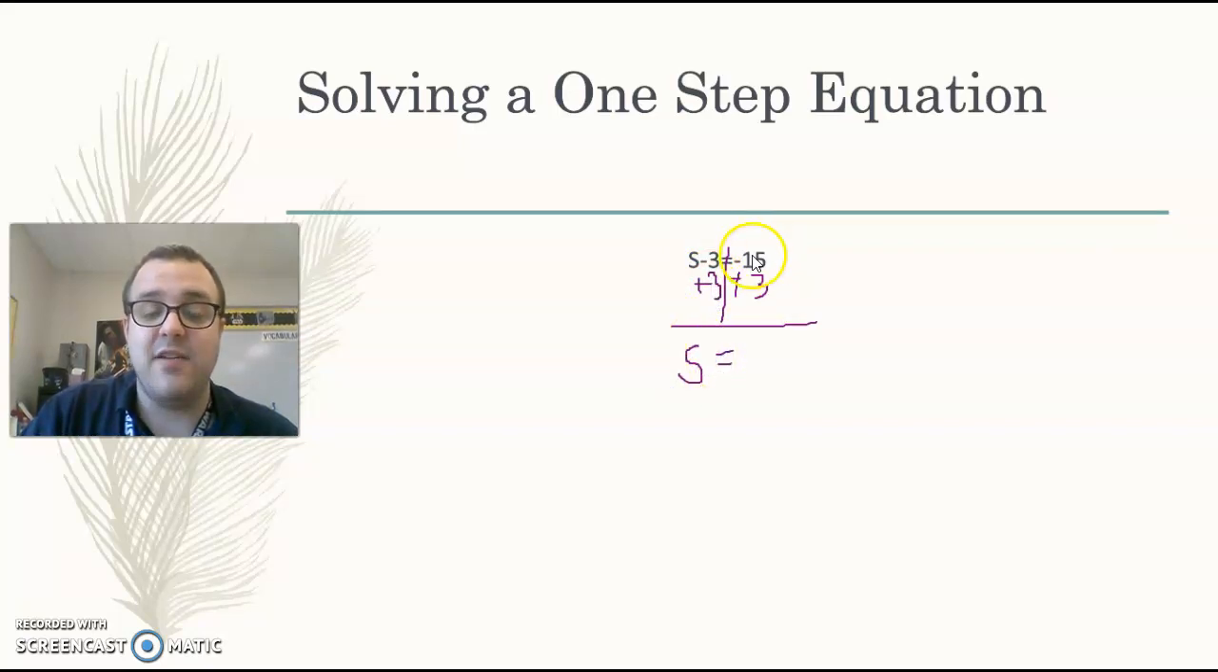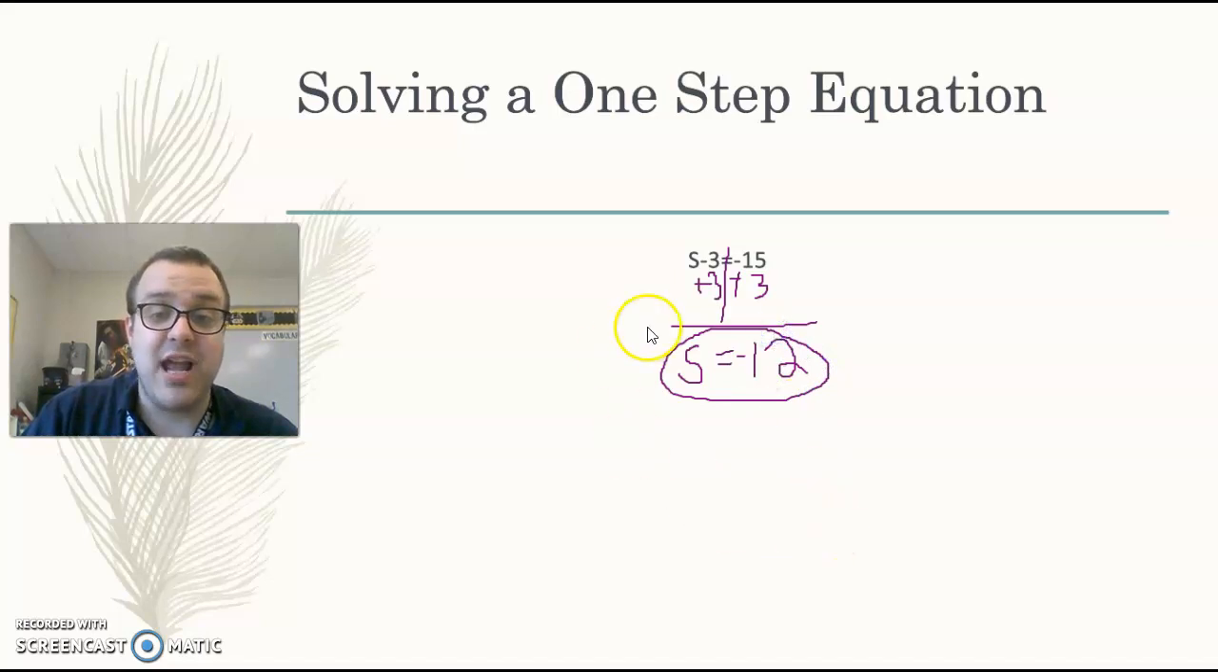Over here, I have a negative 15 and 3, opposite signs. Same signs add and keep, different signs subtract. So 15 minus 3 is going to give me 12. And then I take the sign of that higher number, which was the 15. So my answer is going to be negative 12.